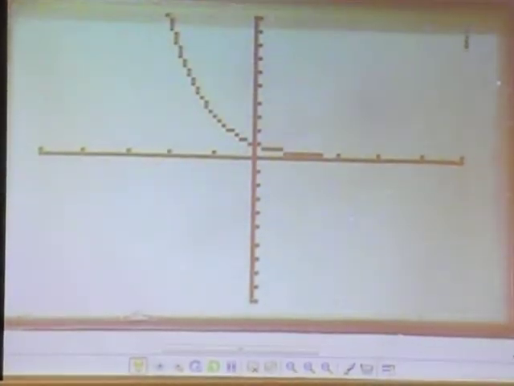I have my x-axis window from -5 to +5. So yours is going to look a little bit different. -5 to +5. You don't have to do that.